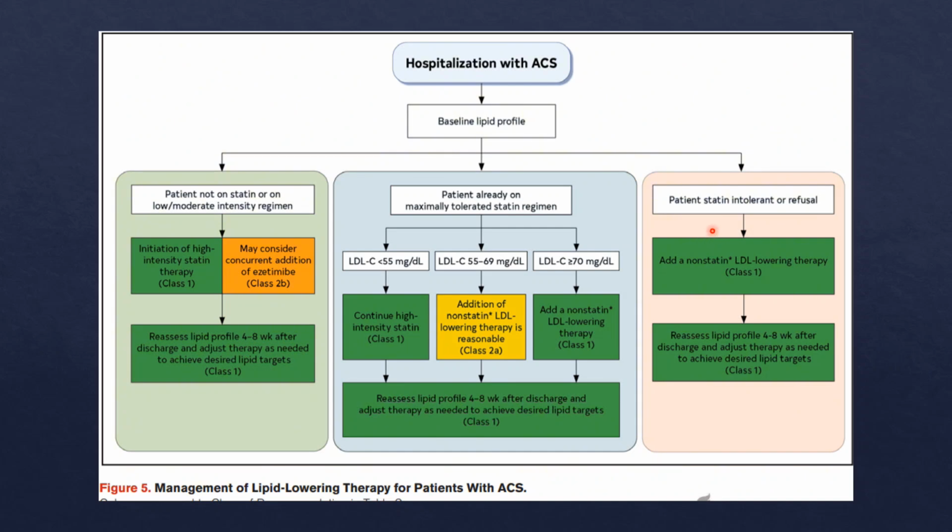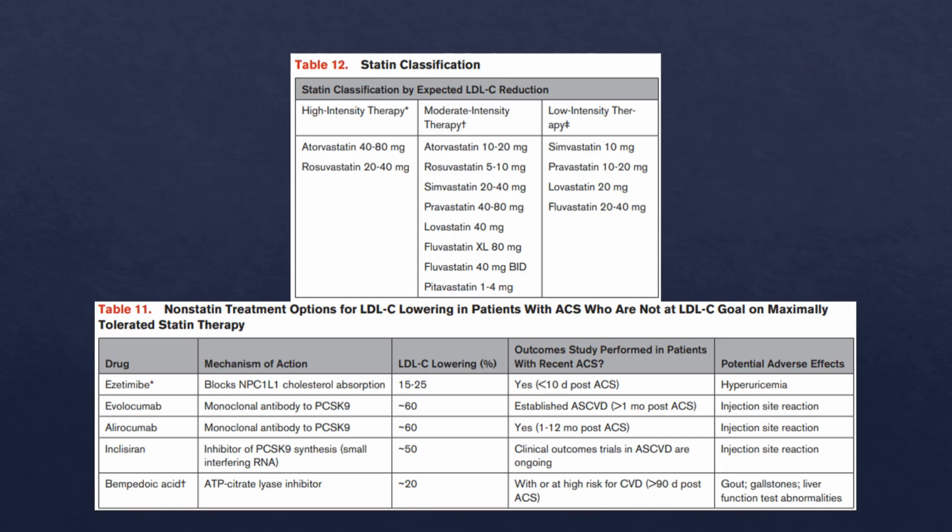This table summarizes the doses of different lipid-lowering drugs. Point to remember is for high-intensity therapy, you have to give 40 to 80 milligrams of atorvastatin to the patient or 20 to 40 milligrams of rosuvastatin. So these are the preferred drugs for high-intensity therapy. Other than that, ezetimibe, evolocumab, alirocumab, inclisiran, and bempedoic acid are also recommended.